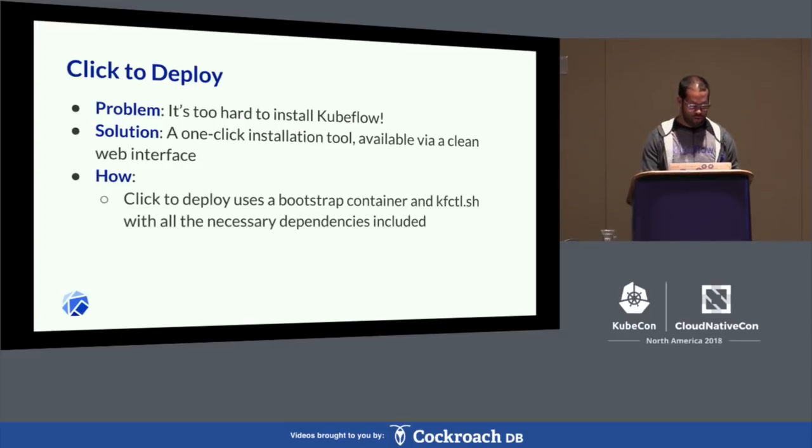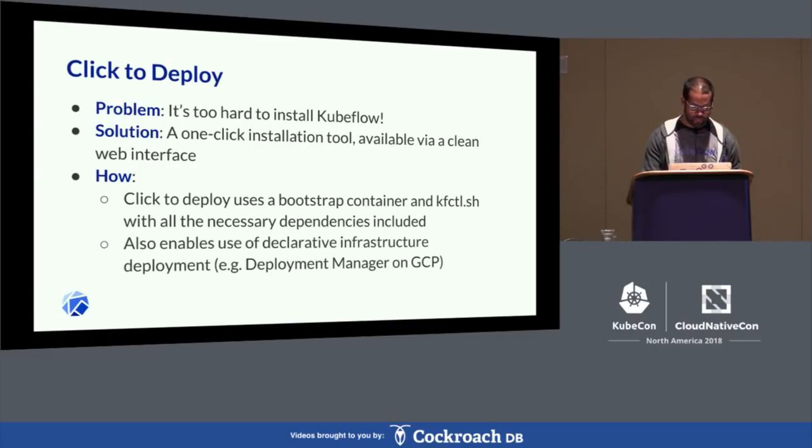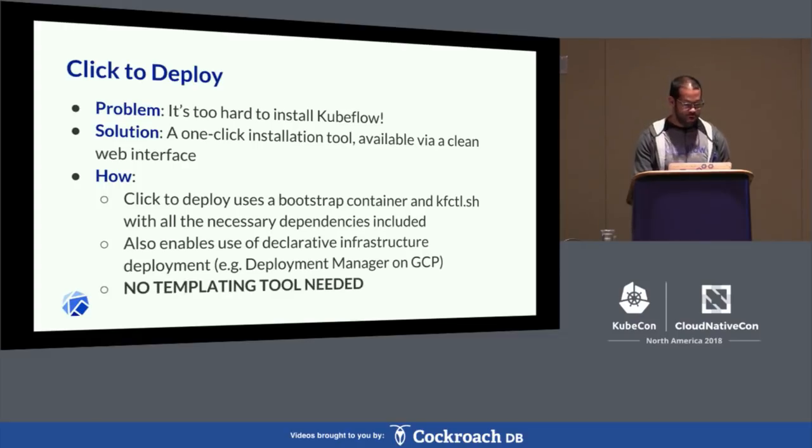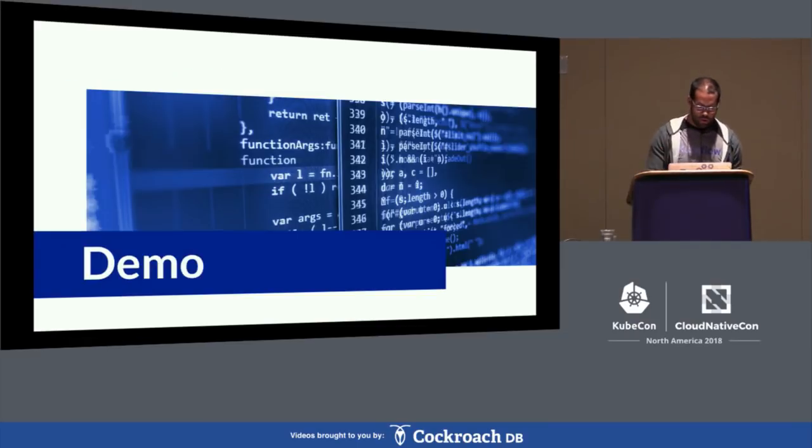How did we do that? Well, we created the click to deploy, which uses a bootstrap container and the kfctl.sh shell, which is something that you can run on your own infrastructure. Worth pointing out, it will install Kubeflow for you pretty automagically, as some of us would like to say. It also enables use of declarative infrastructure deployment. On GCP, we call that the Deployment Manager. And there is no templating tool needed. But you know what? Let's show instead rather than tell.